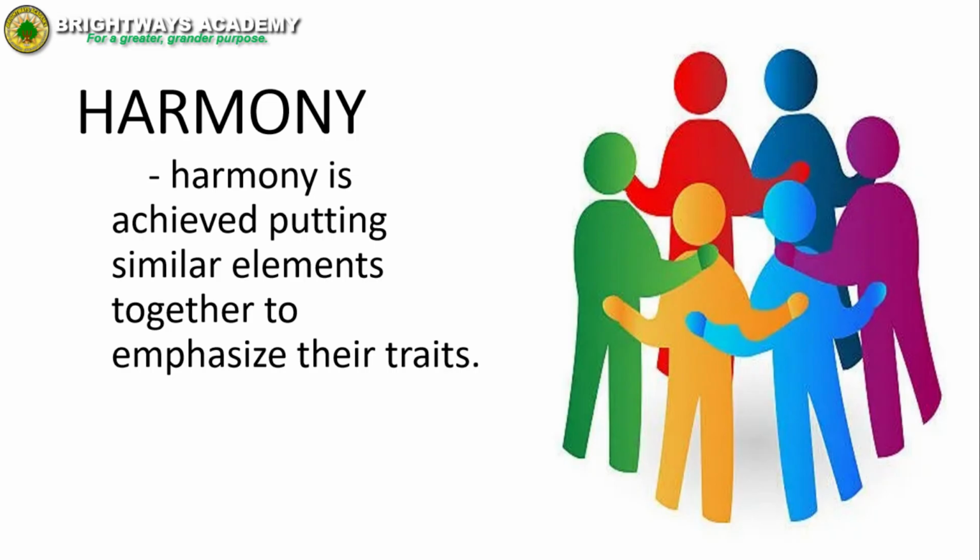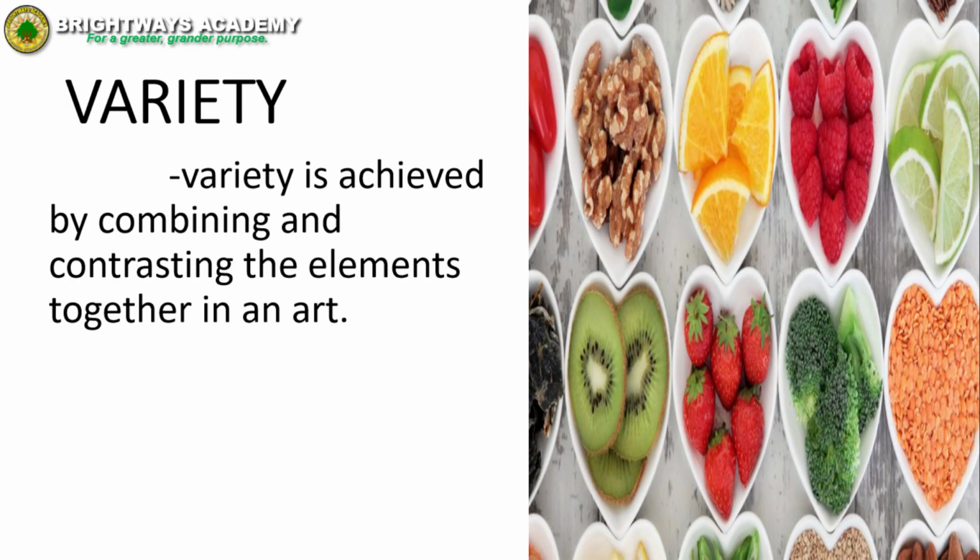The next principle is harmony. Harmony is achieved by putting similar elements together to emphasize their traits. When we say harmony, it is the oneness of the design or the artwork. Next one is variety. Variety is achieved by combining and contrasting the elements together in an artwork. Variety in art means using different sizes, shapes, and colors in your artwork to create visual diversity.